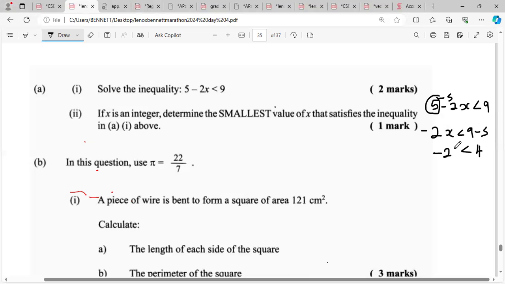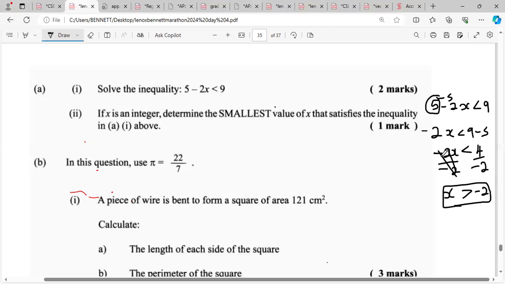So guys, I deliberately looked for this one because, you see, once you have a negative hanging out there, you have to turn the sign around. So you're going to turn around the sign once you're dividing by a negative. I saw Chanel did that. Very good. So it's going to be x greater than negative 2. That's the only time we turn it around, when we're dividing by a negative.